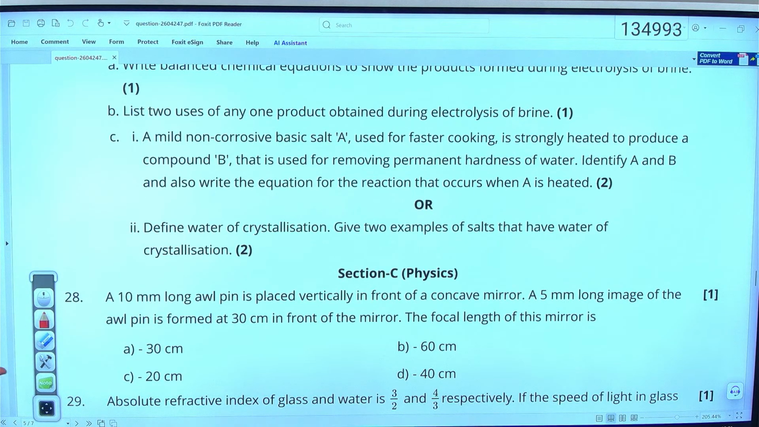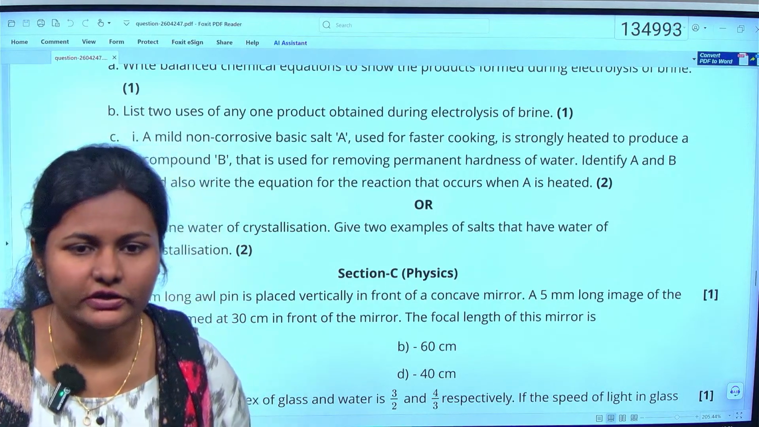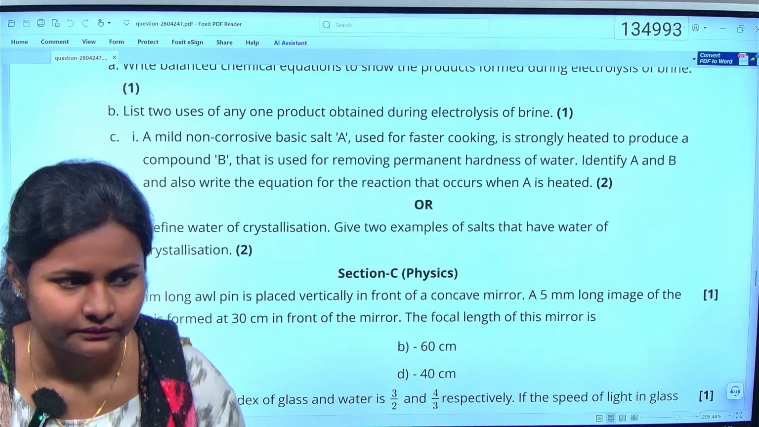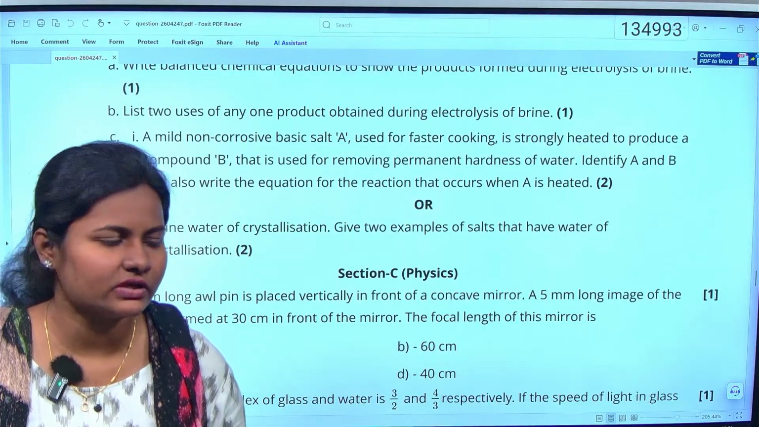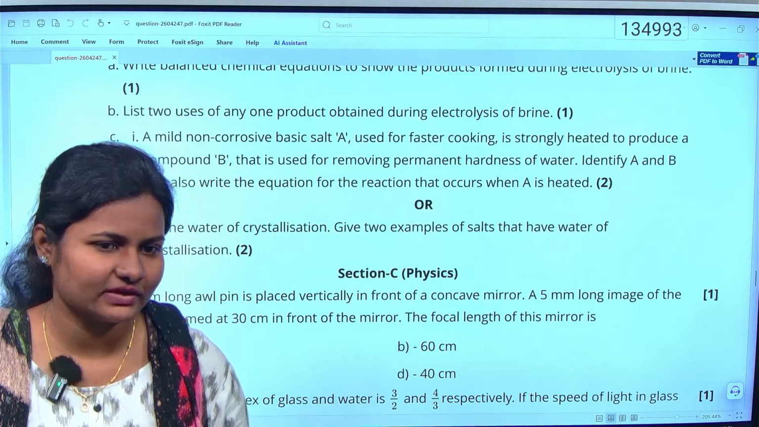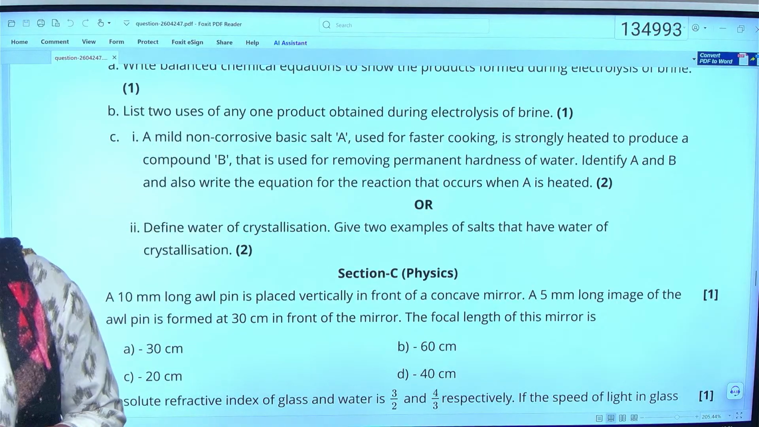Define water of crystallization. Give two examples of salts that have water of crystallization. What is meant by water of crystallization? The number of water molecules present in one formula unit of a salt. The number of water molecules in one formula unit is called water of crystallization.